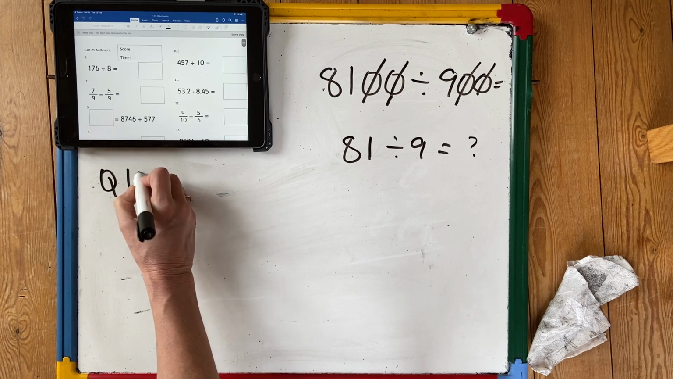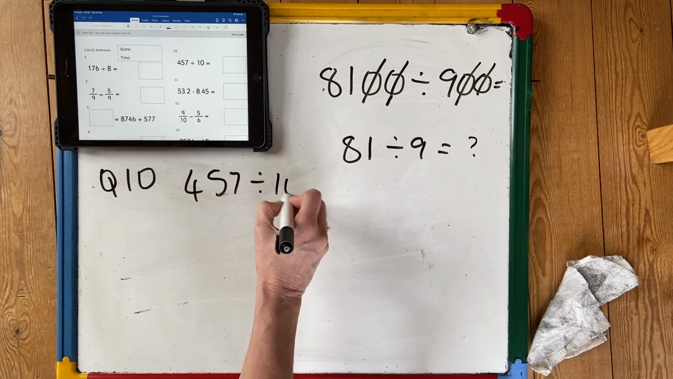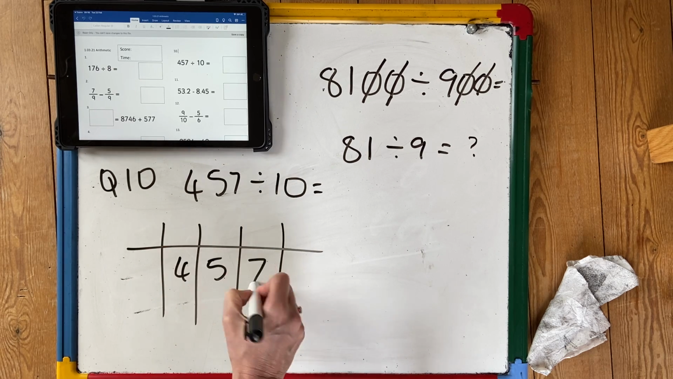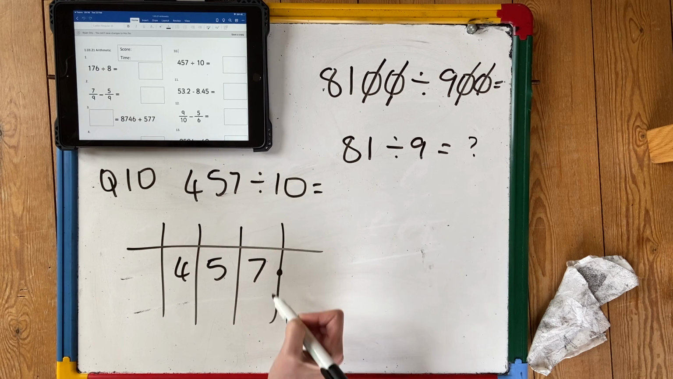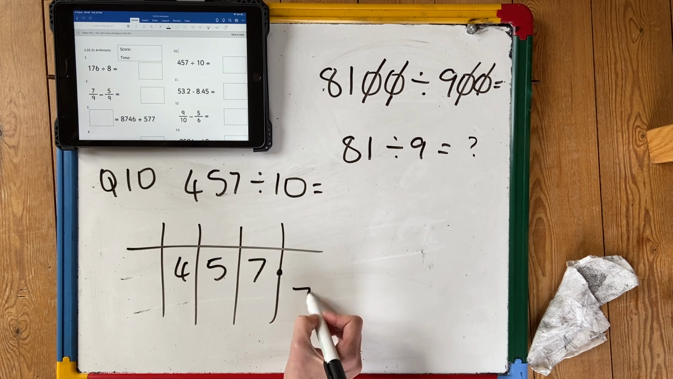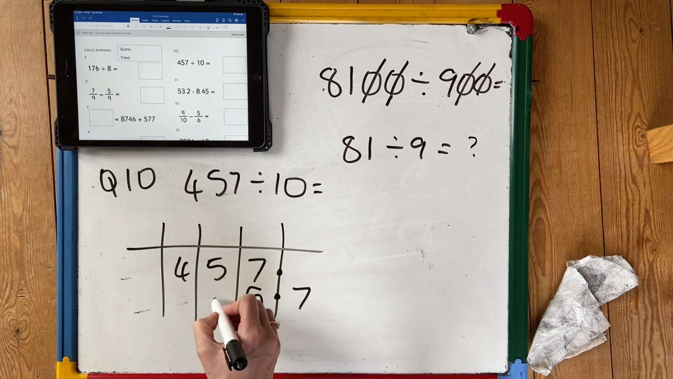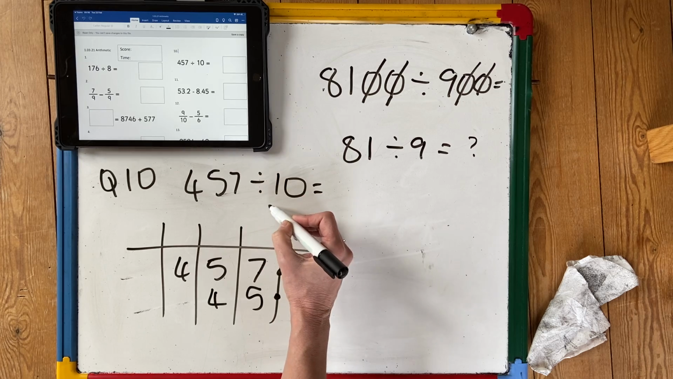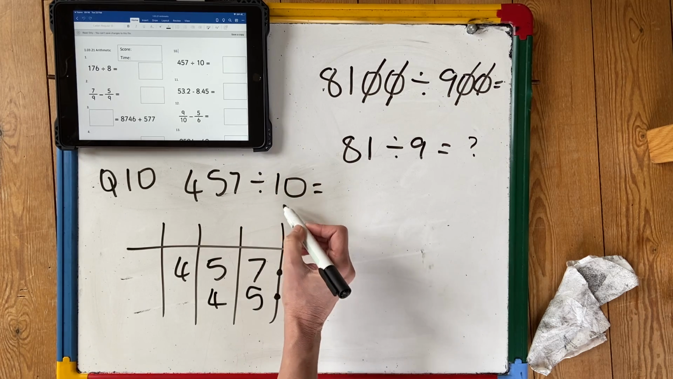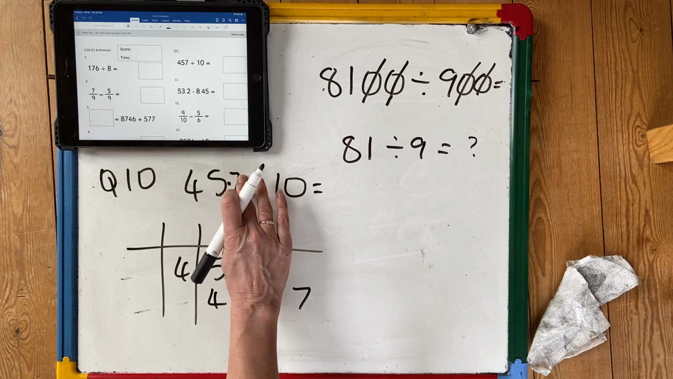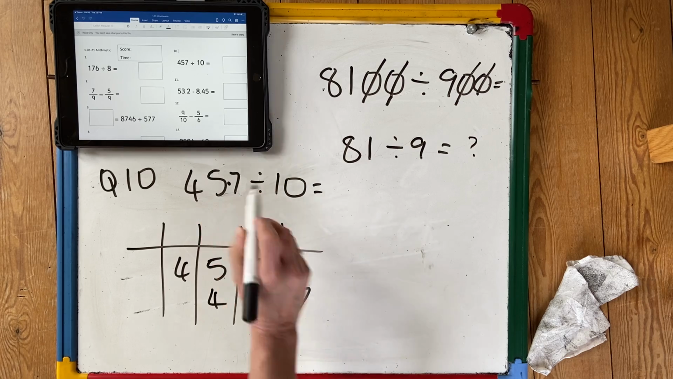Question 10. 457 divided by 10. So place value grid, 457, there's the decimal point in a whole number, divide it by 10, so move the digits one place on the place value grid. So move the 7 to here, put your decimal point in, move the 5, move the 4, move the digits one place smaller. Because you're dividing by 10, you're making the number 10 times smaller. Or here's the decimal point, move the decimal point in one place to make 457 10 times smaller.